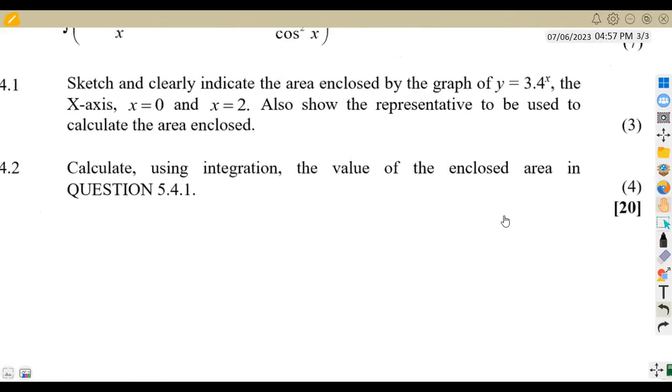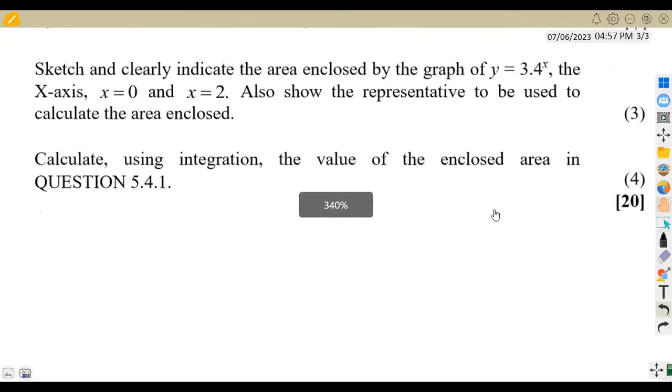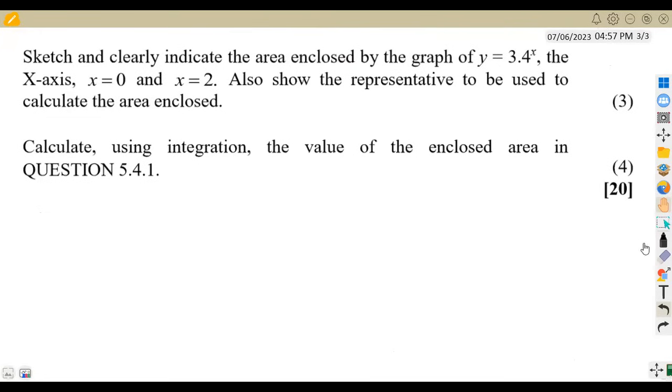All right. Then on the other part, you're given to sketch and clearly indicate the area enclosed by the graph of, take note, the same graph that we had before, an exponential. y is equal to k times a to the exponent of bx. This is the same graph that we are having. If b is positive, we know that this graph is going to be approaching the x-axis. It will be tending as if it's approaching the x-axis like this.